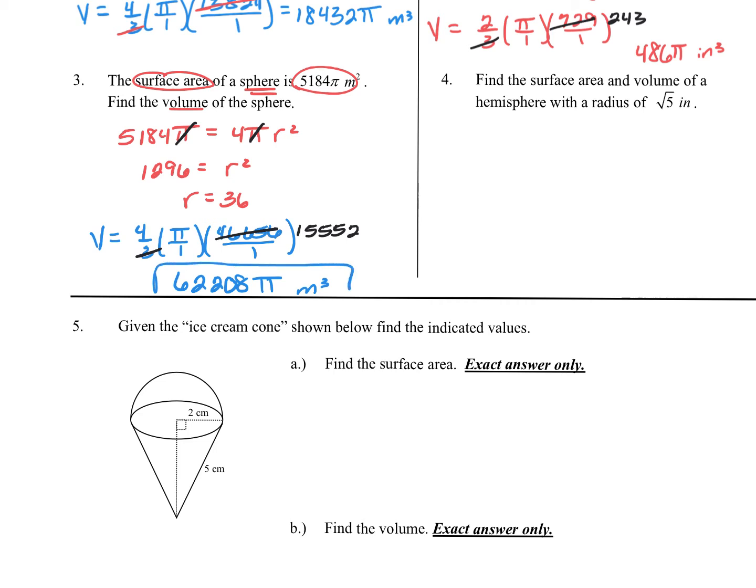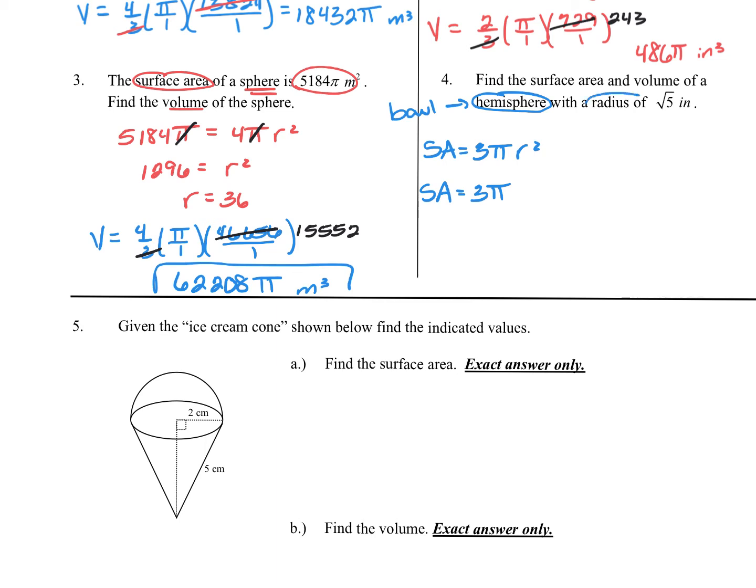Now, the next one that we're going to look at is going to be the surface area and the volume of a hemisphere. And when we talk about a hemisphere, we're talking again about that bowl, okay? So if we want the surface area, remember our surface area for the hemisphere is going to be the bowl and the lid, so it's going to be 3 pi r squared. So our surface area is going to be 3 pi.